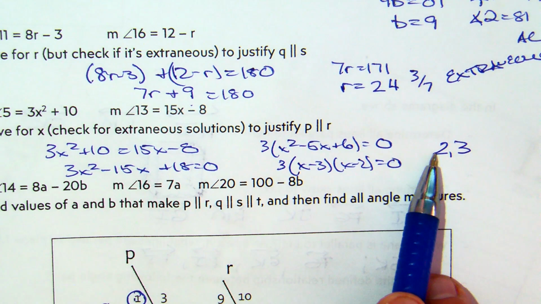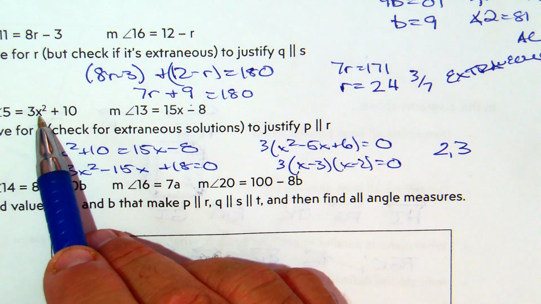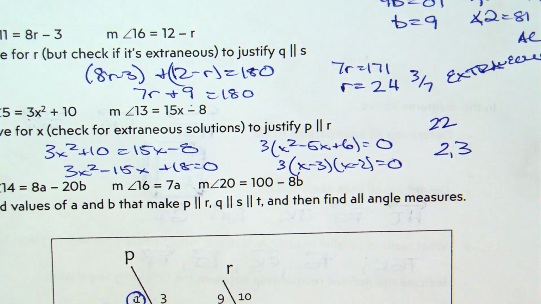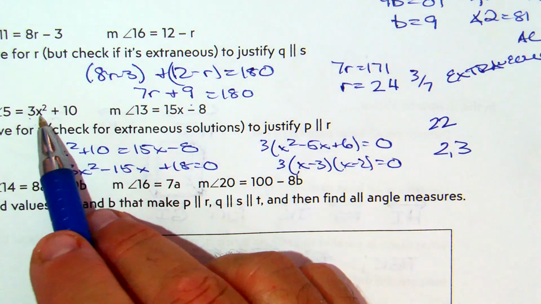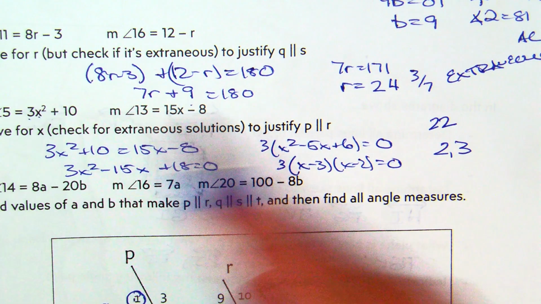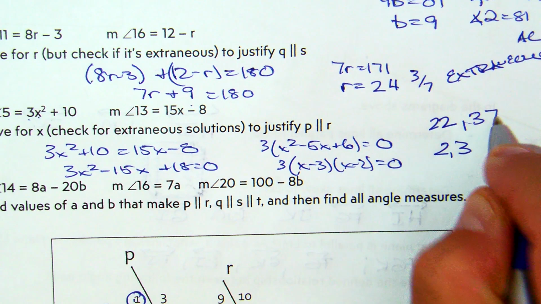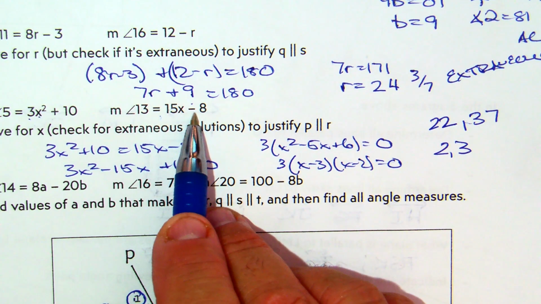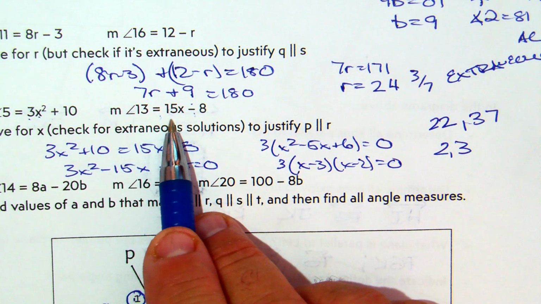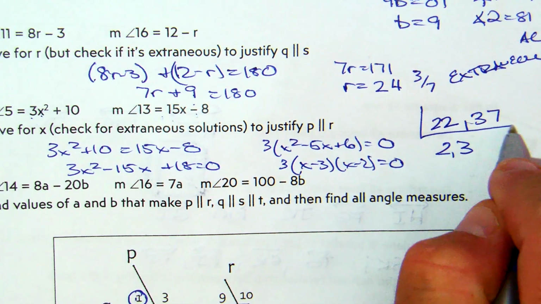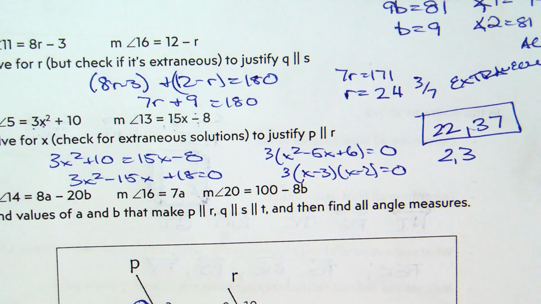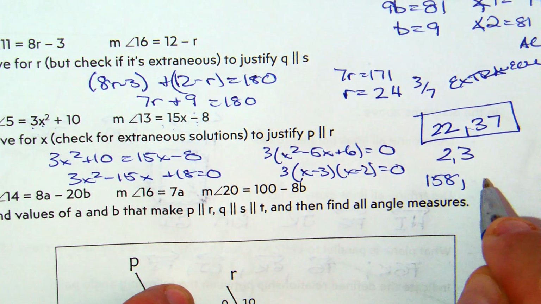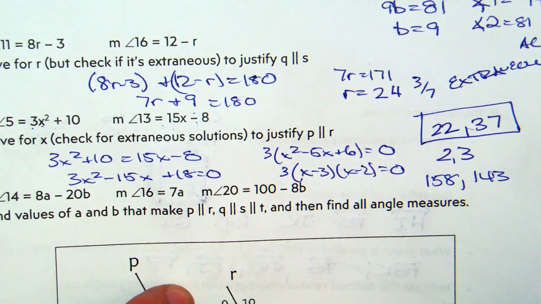If I plug in the 2, 2 squared is 4, 4 times 3 is 12, 12 plus 10, 22. If I plug in the 3, 3 squared is 9, 9 times 3 is 27, 27 plus 10 is 37. If I plug that into 13, 15 times 2 is 30, 30 minus 8 also gives me 22. 15 times 3 is 45, 45 minus 8 is 37. So my two possible acute angle measures are 22 and 37. That makes my obtuse angle measures 158 and 143.